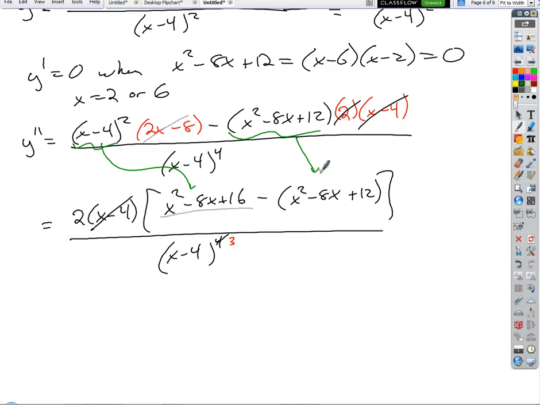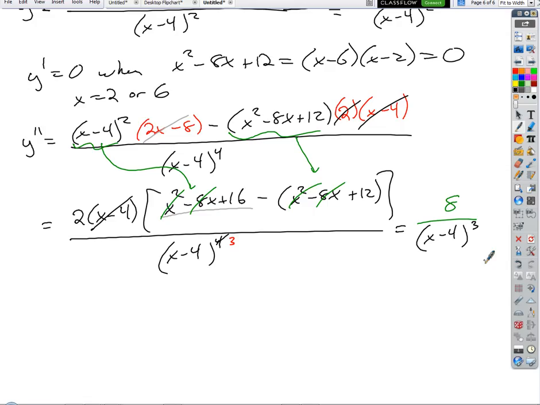Yeah. Okay. You can get rid of the x squareds. So then that's equal to, see the x squareds cancel and the 8x's cancel. So I get 16 minus 12 is 4, right? So on the top, I really just end up with 2 times 4 is 8. And on the bottom, I get x minus 4 cubed. That is the cleanest second derivative I've ever seen.